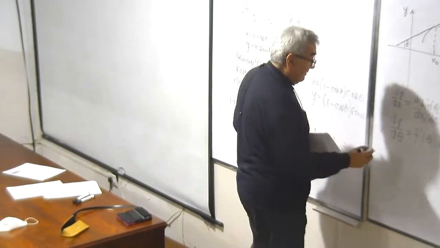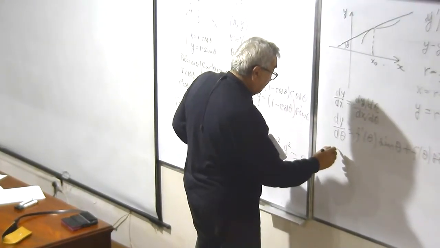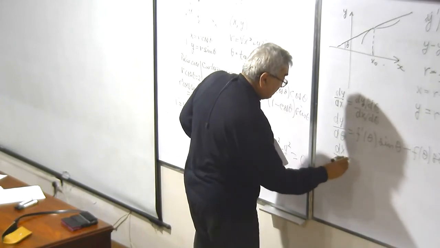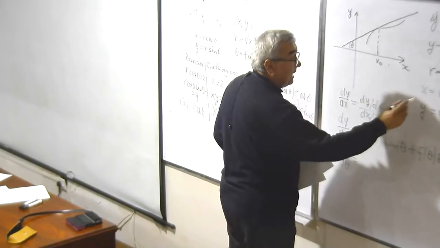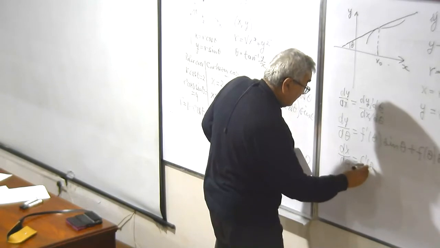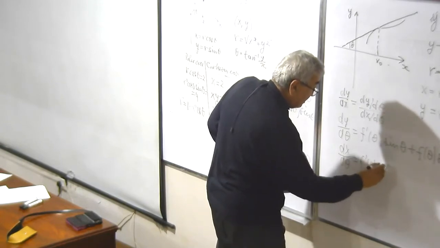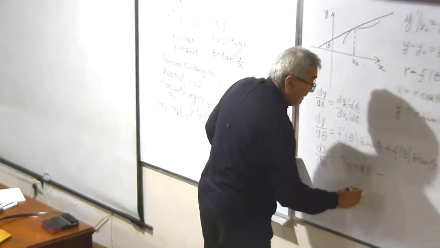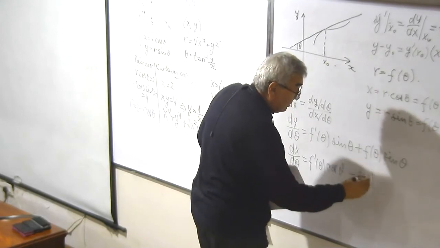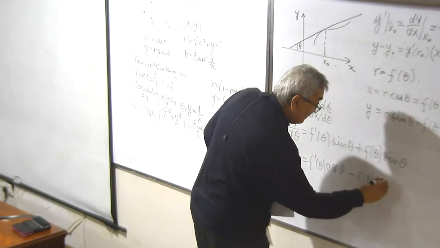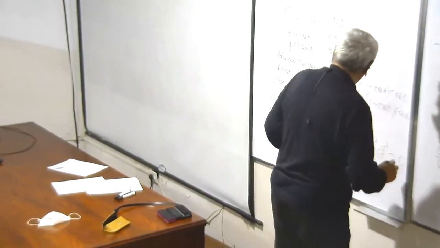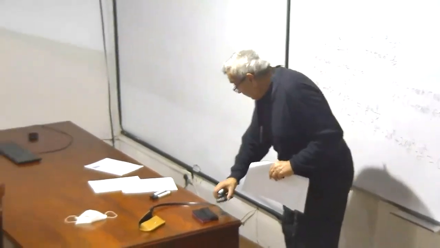Okay, let us now take the other case. That means dx/dθ should be equal to, again, I will take the derivative of this. That means f'(θ) cos θ minus f(θ) sin θ. So, taking the ratio of these, I will get the following result.